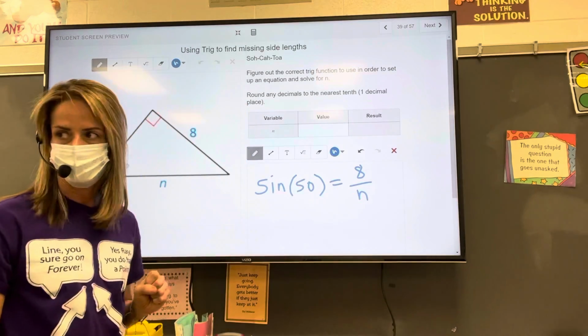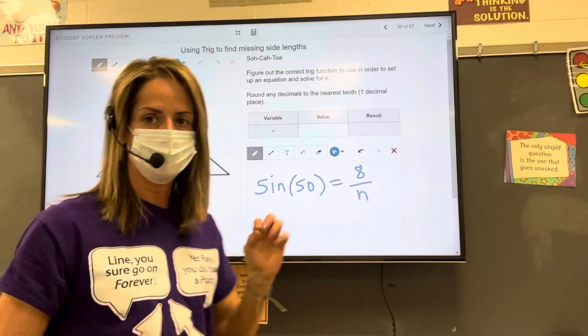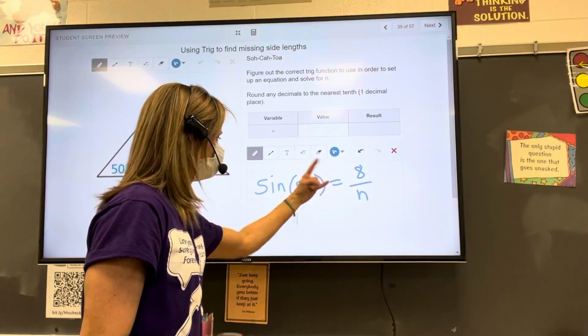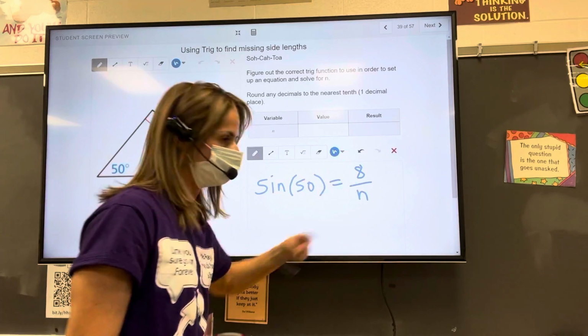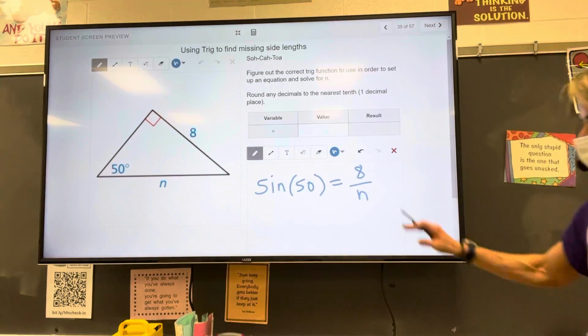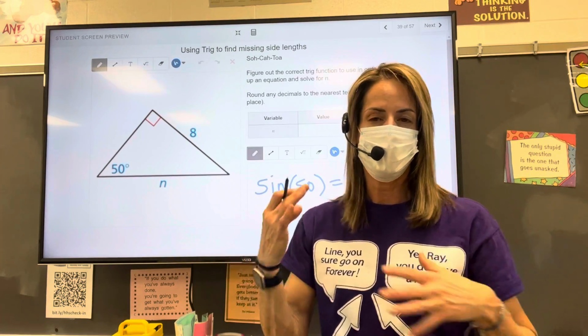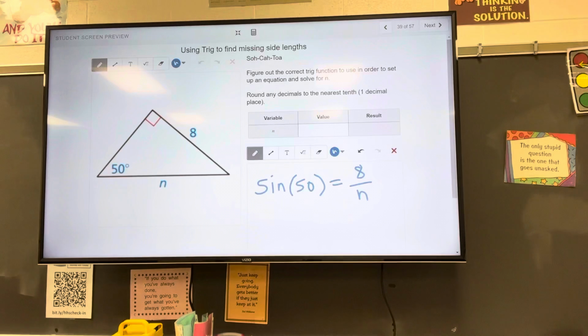I showed you 3 ways how to do that last time. The easiest way is to switch the unknown and the sine of 50 locations. So really it's just going to be n equals 8 divided by the sine of 50. If you don't like that, you can go back to my video on when I taught trig and look at the other 2 ways to think about it. It's all the same. And you only do that switch when the unknown is in the denominator. So now n is isolated. n equals 8 over the sine of 50.